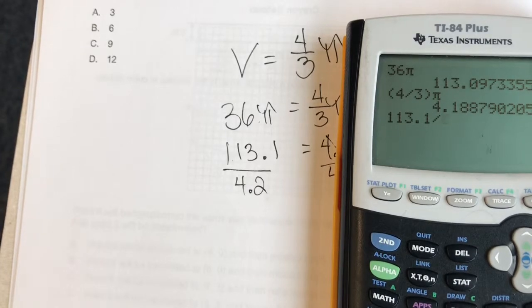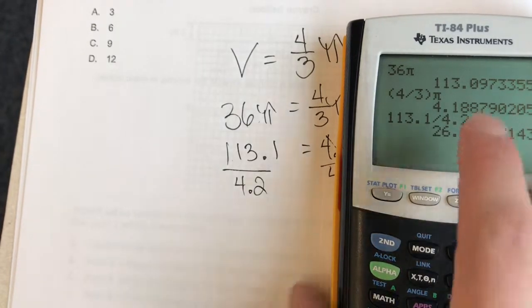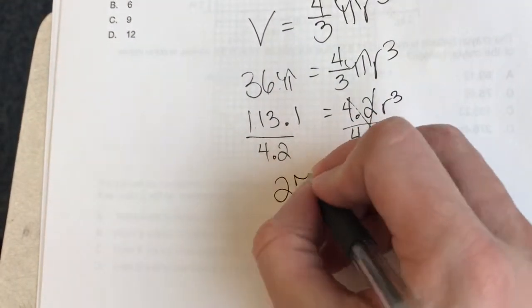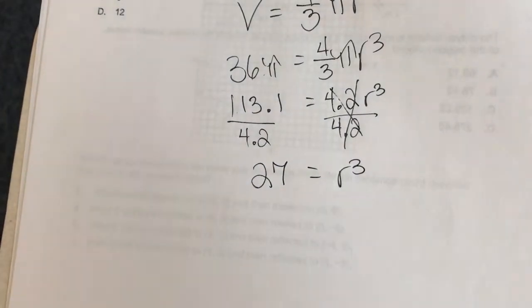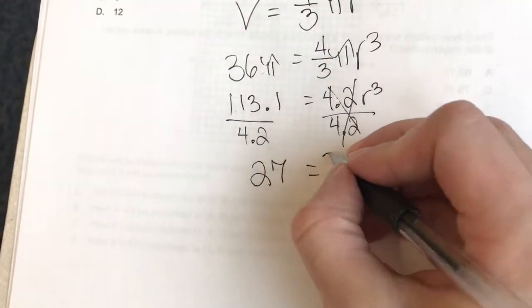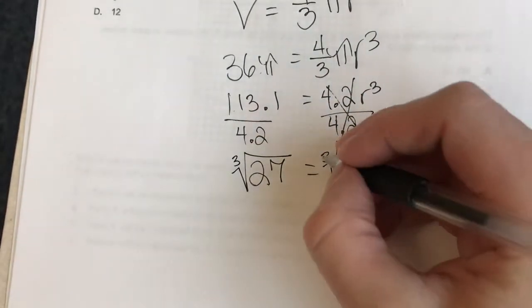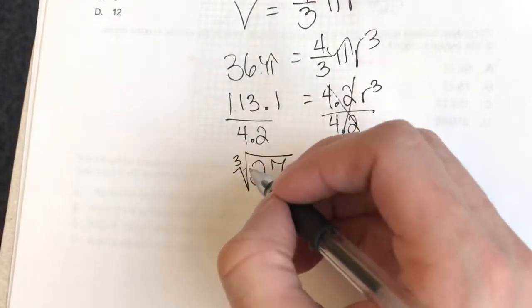113.1 divided by 4.2 ends up being 26.92, which I'm going to round up to 27, and you'll see why I do that. That equals r cubed. Now, in order to get rid of an r cubed, I have to cube root both sides. If I was getting rid of a square root, I'd square root both sides. So to get rid of a cube root, I'd cube root both sides, and the cube root of 27.